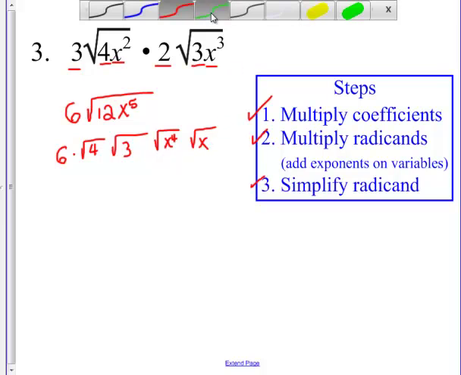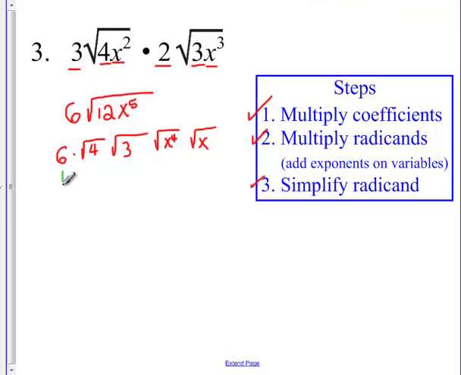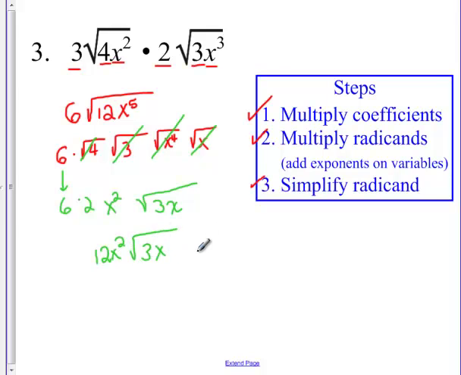Okay, so now I'm going to go through. This 6 comes down. The square root of 4 is 2. I can't take the square root of 3, so that stays in a radical. I can take the square root of x to the 4th, that's x squared. And I can't take the square root of x, so it stays in its radical. Cleaning this all up, I get 12x squared radical 3x. That's my answer.